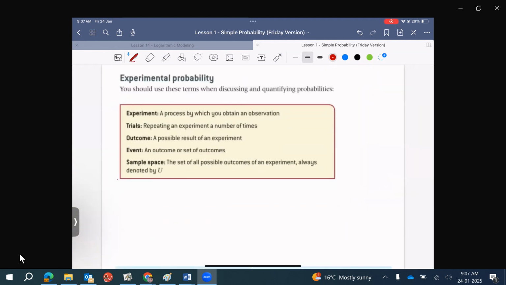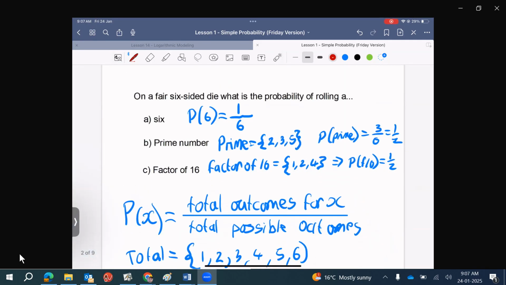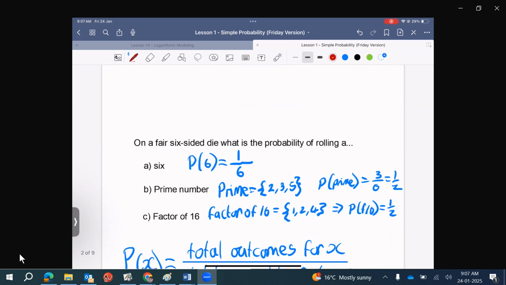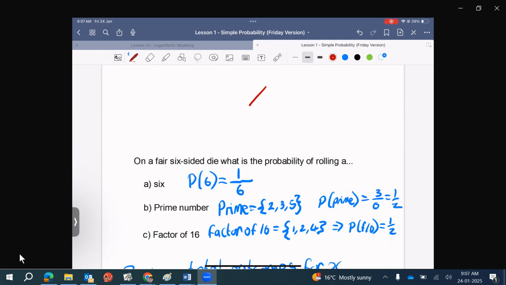Experimental probability. So experimental probability is, if we go back to our first one, this here is theoretical probability. So we're using the fact that a die is a cuboid, like this one.